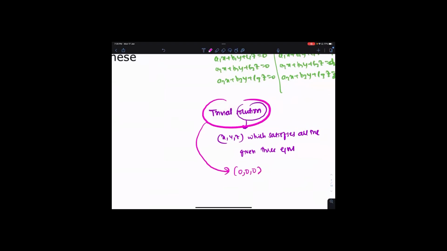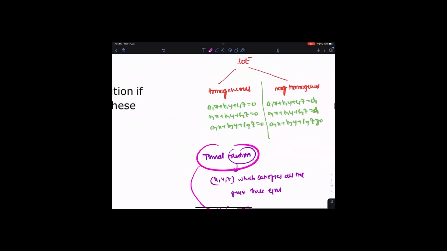Zero, zero, zero. Now, if you actually see, in the homogeneous case, 0, 0, 0 will always satisfy these 3 equations. So what can I say? Trivial solution is always a solution. Always 0, 0, 0 will satisfy this homogeneous set of equations. So we can say that trivial solution is always a solution.